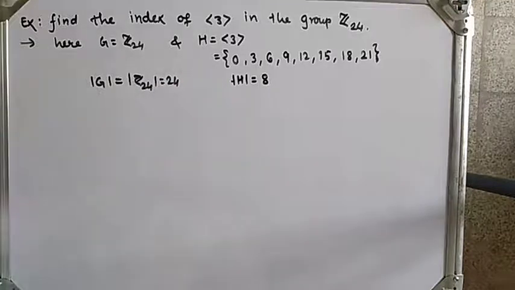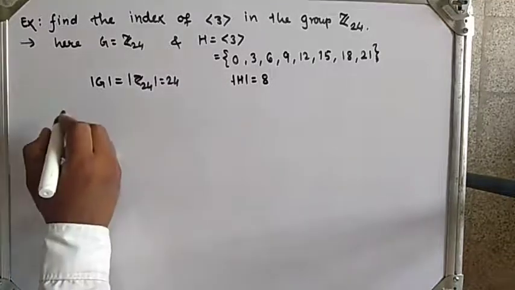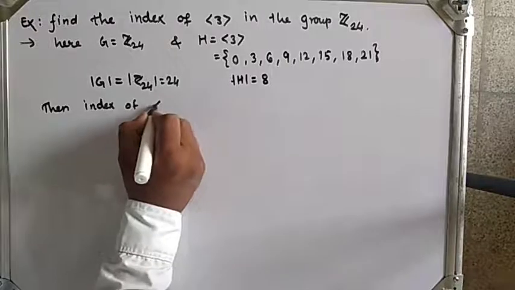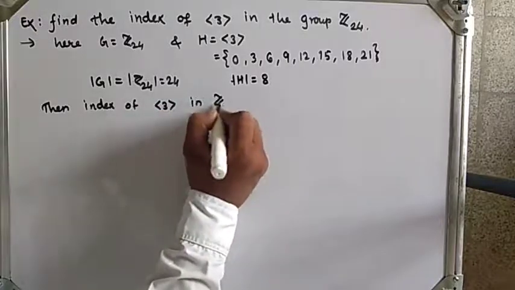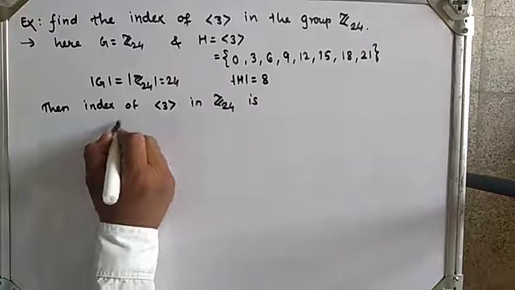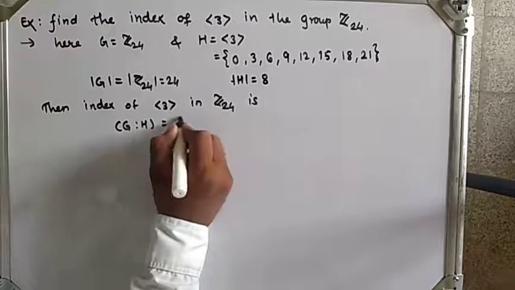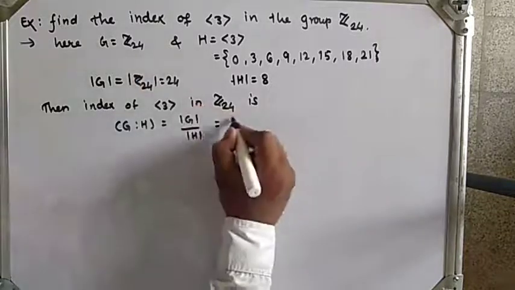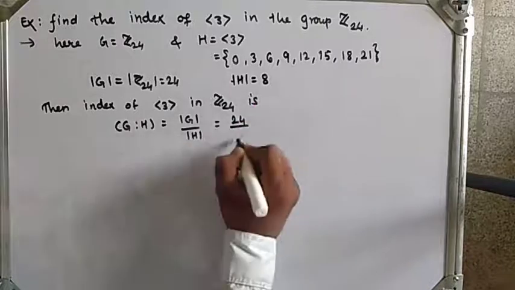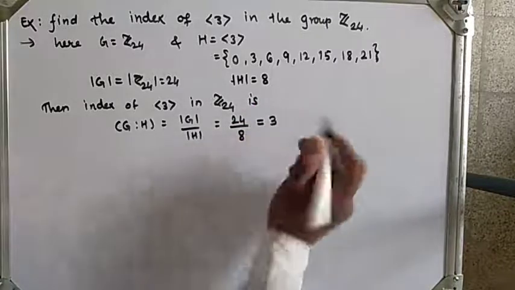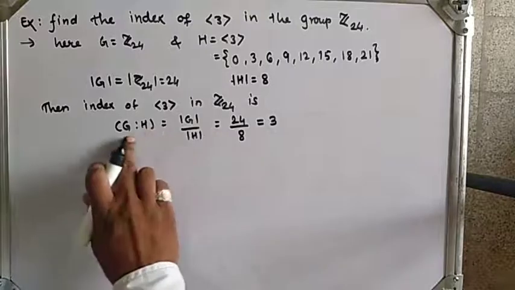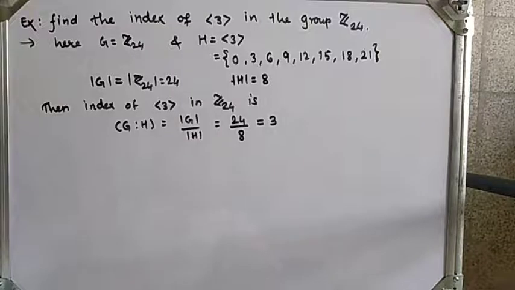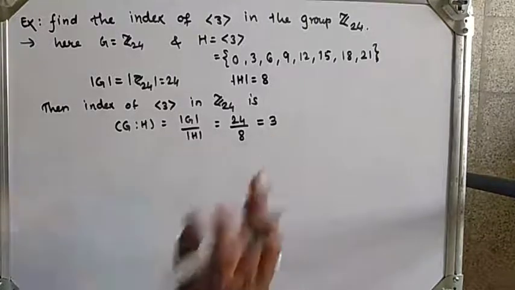Now to find the index of H in G, the index of the generator 3 in Z24, which is the index of H in G, is equal to the order of G upon the order of H. The order of G is 24 and the order of H is 8, so this is 3. So the index of H in G is equal to 3, meaning there are 3 different left or right cosets, right? So this is the index.